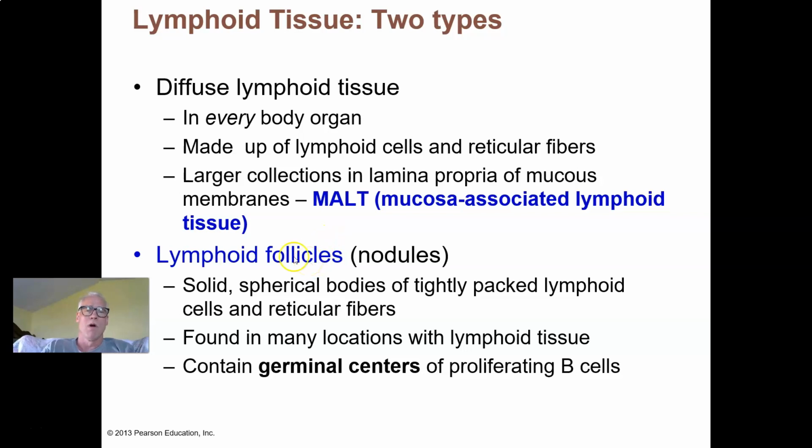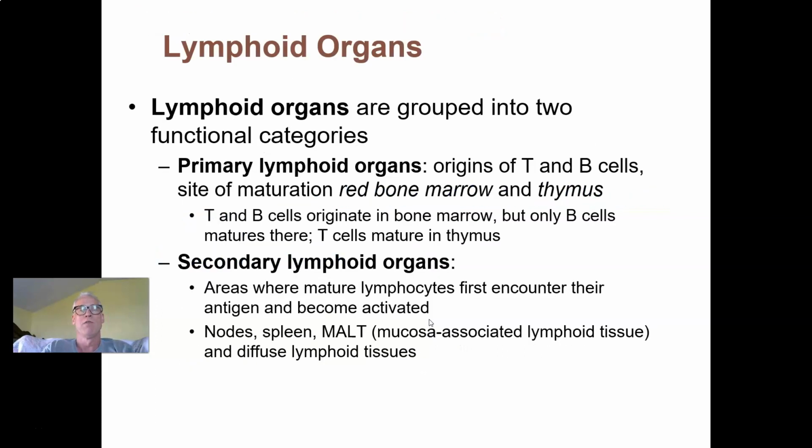There's also some more specialized lymphoid tissue arranged in what are called lymphoid follicles. And so many places where we'll find lymphoid tissue, we'll find these spherical solid follicles comprising many, many lymphocytes packed in kind of an organized way, surrounded by dendritic cells, and providing a location for multiplication or proliferation of lymphocytes if they're called upon to defend us against an infection.